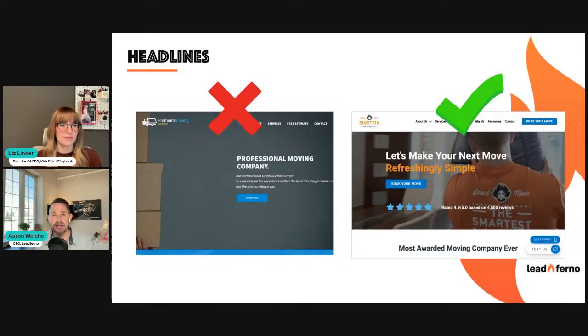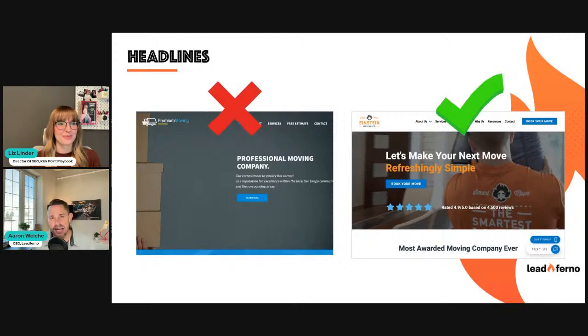Next, here's an example of moving companies. On the left side, we have "professional moving company." We've obviously done a search and typed in movers for our area, movers near me, things like that. We already understand we're going to get movers in the results. So seeing they're a professional moving company is kind of like, yep, sure, got it.